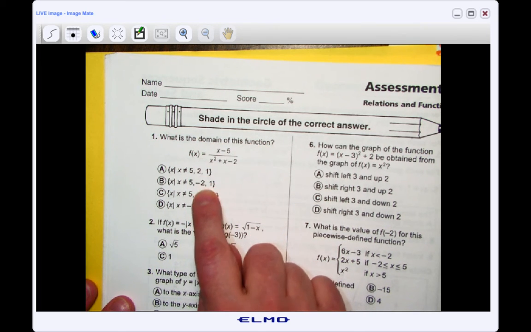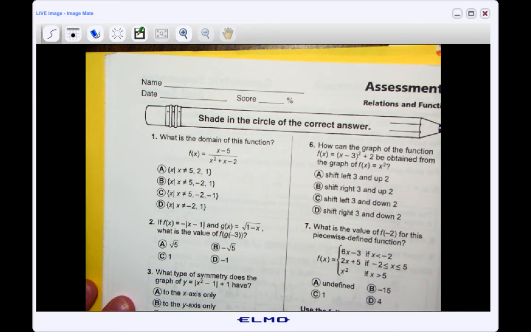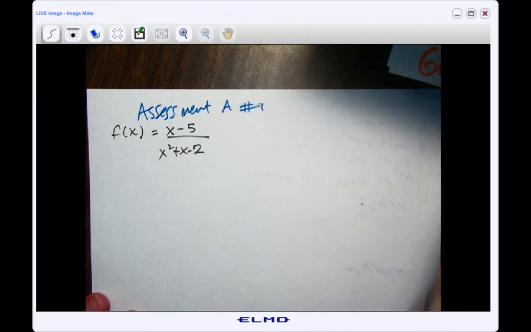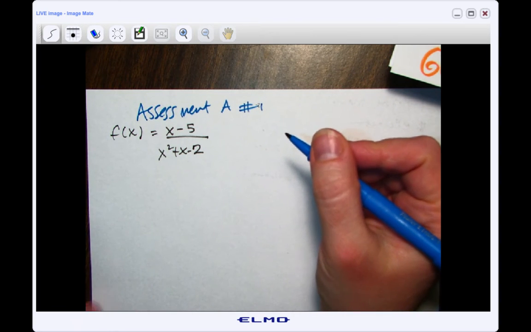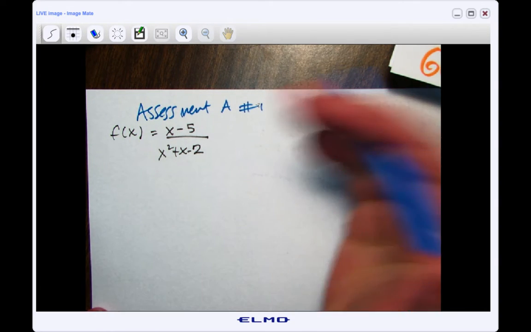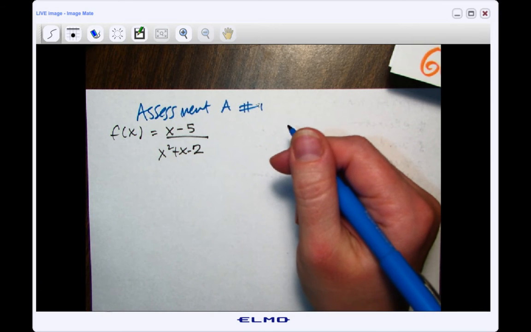So for all of these, they're describing the domain as what it can't be, like we do a lot of the time, right? We describe it as what it can't be rather than what it can be, because usually there's more numbers that it can be than it can't be. So it's easier to write the ones that we're eliminating, right?